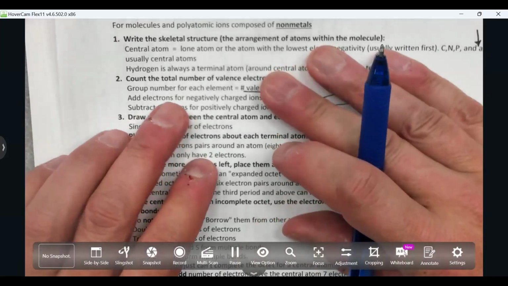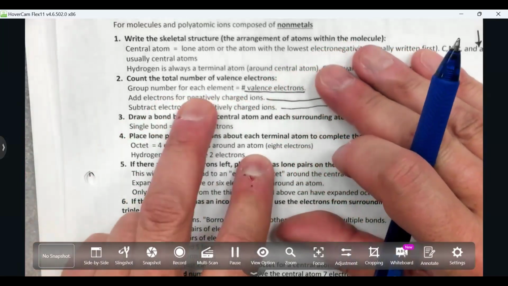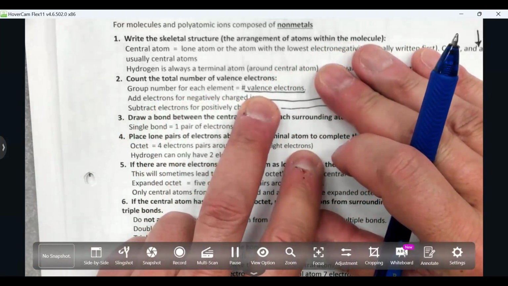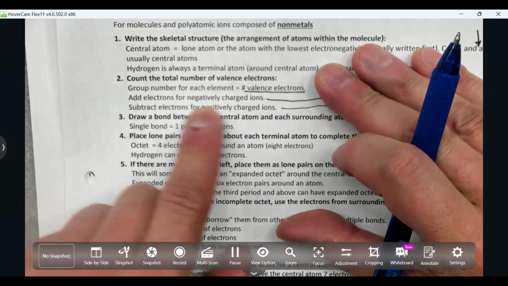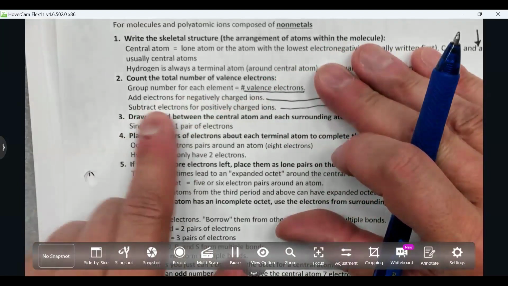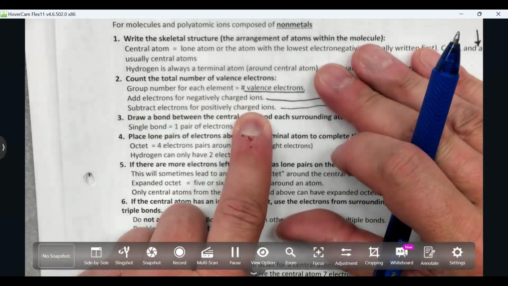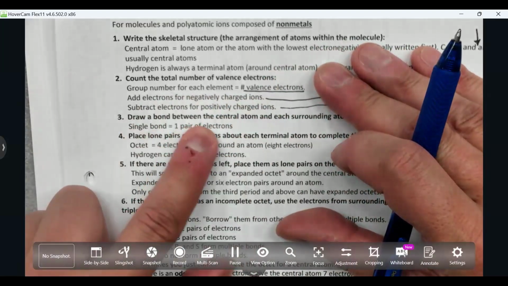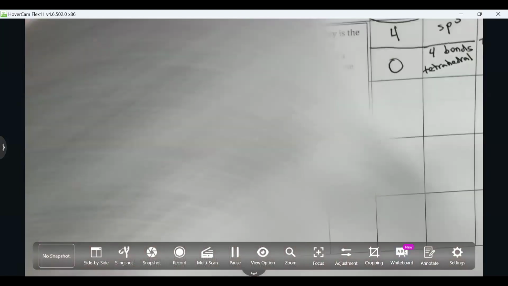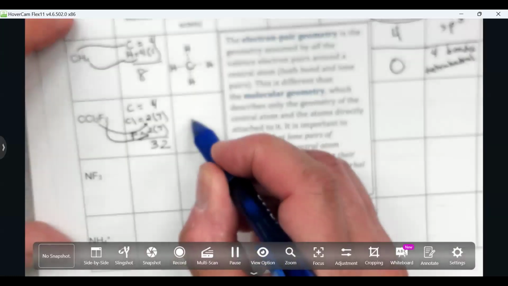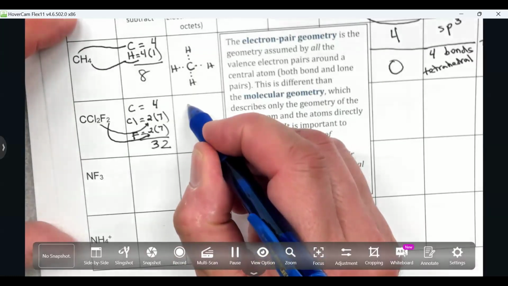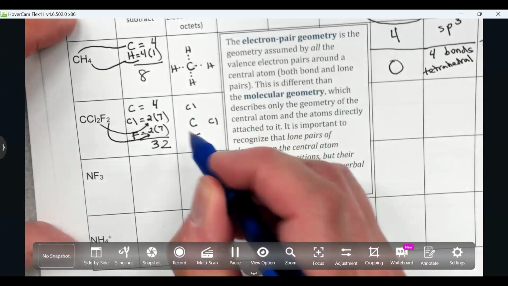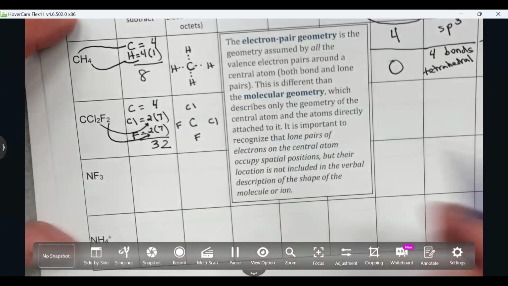For my total valence electrons, remember the group number, we can get the valence electrons from the group number. Add electrons for a negatively charged ion, subtract electrons for positive ions. Okay, step 3, draw a bond between the central atom and each surrounding atom. So let's do that. Carbon is going to be my central atom. I'm going to have Cl, Cl, F, and F.